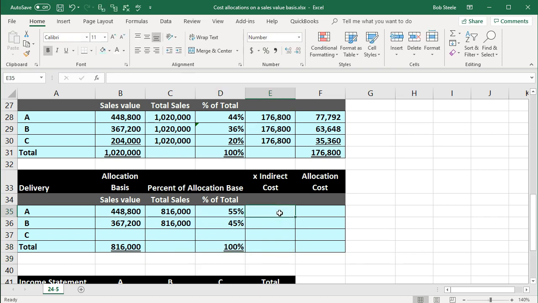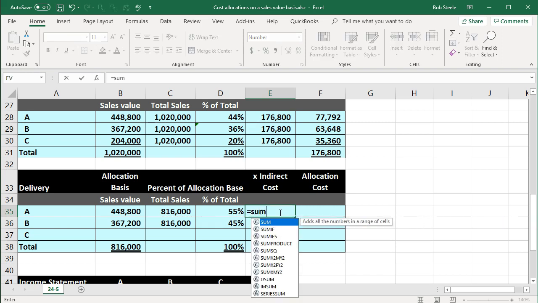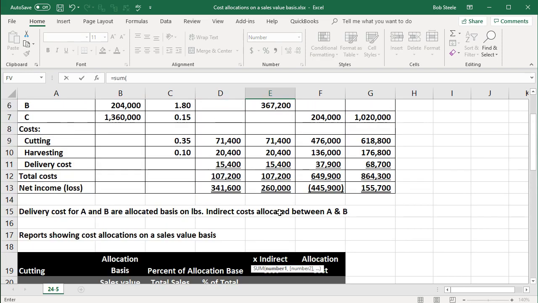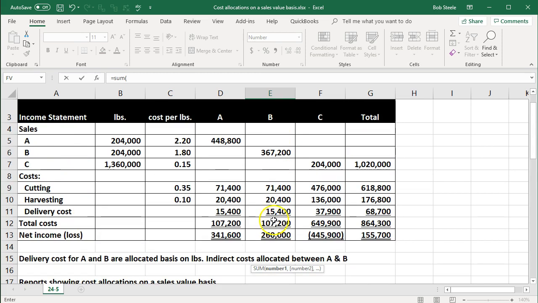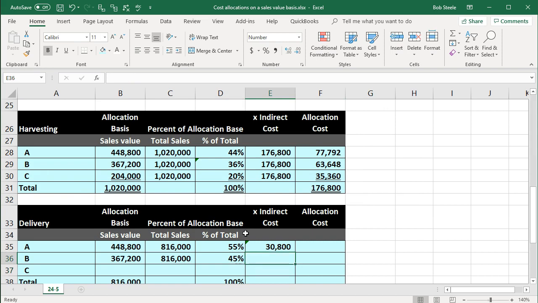And so now we need to pick up the amount that we need to allocate out. This is going to equal the sum. And I'm going to go back up, and I'm going to say that the delivery are going to be these two items. These are the two that we need to allocate based on the sales of those two. And this one, the 37.9, we're going to say is going directly to C. It's going to be part of C's department that we can apply directly out. So we're going to have the 30,800.